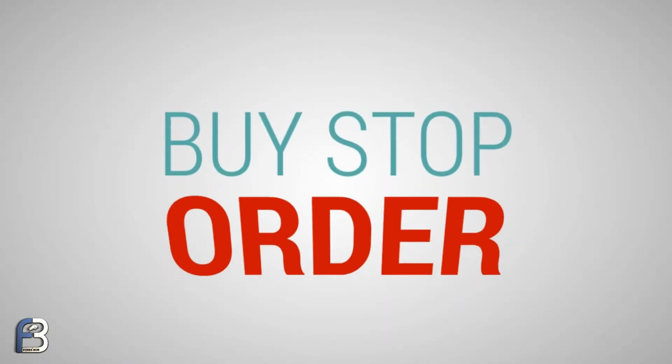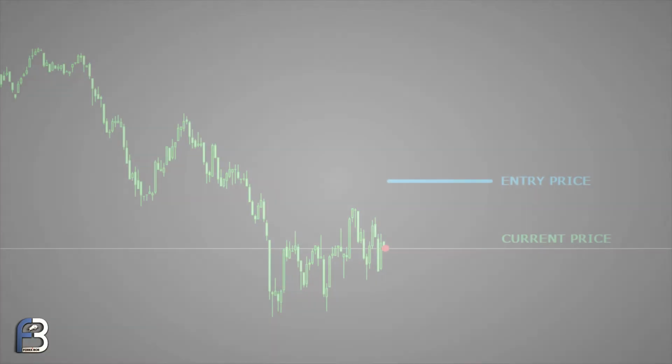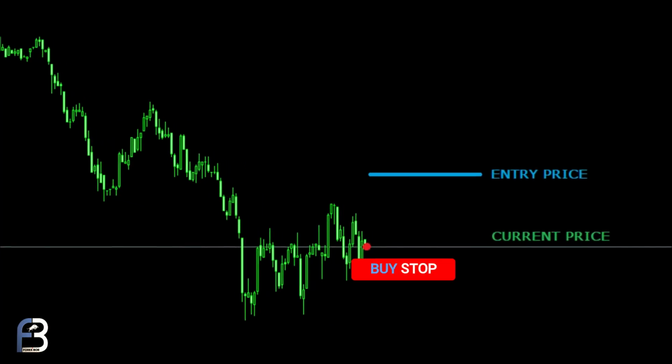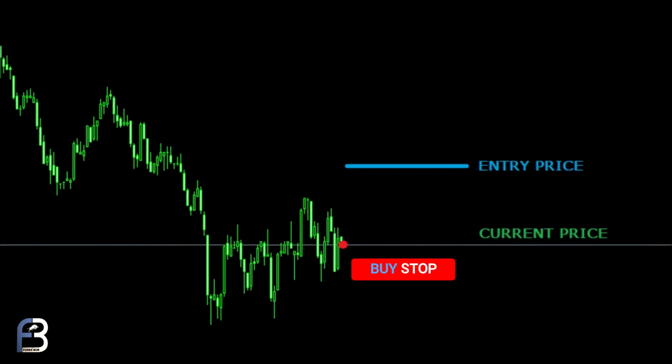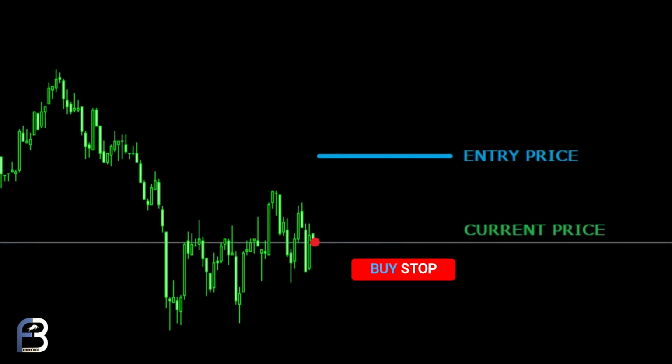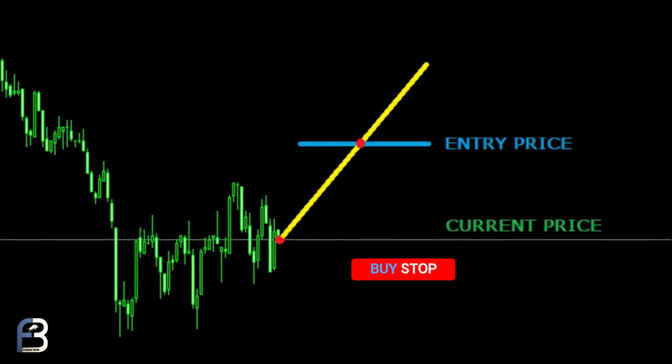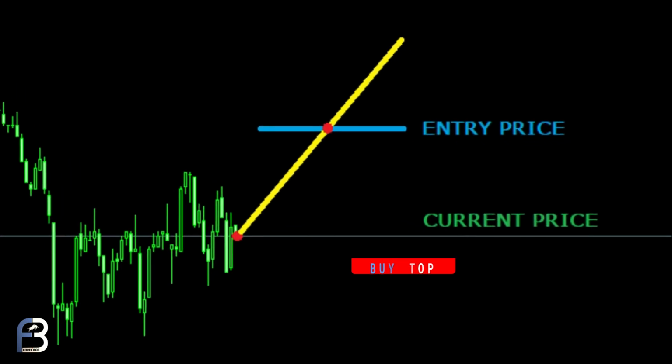Let's talk about the buy stop order. This order is used when you think that the trend is bullish, and you want to enter at a price above the current market price. You will see upward movement of price in a buy stop order when it is successful.